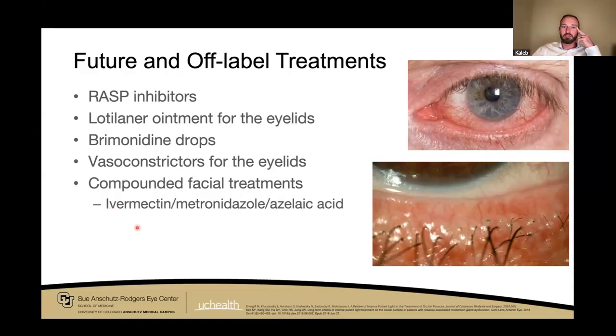I like to do a compounded treatment with ivermectin, metronidazole, and azelaic acid from a compounding pharmacy. It's about $40 for a tube, and a tube lasts 1 to 2 months. That can be really beneficial for the downstream ocular rosacea that's happening.